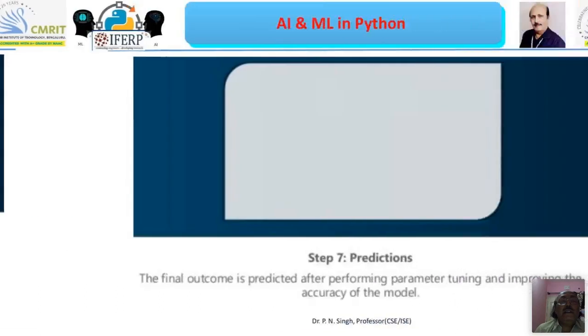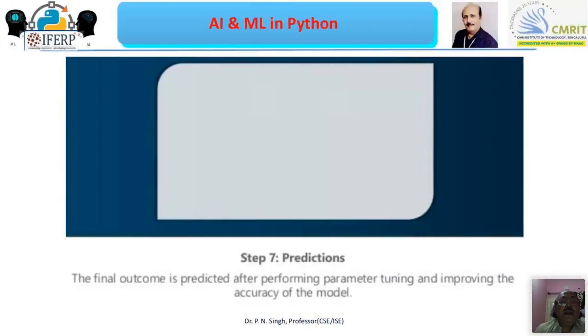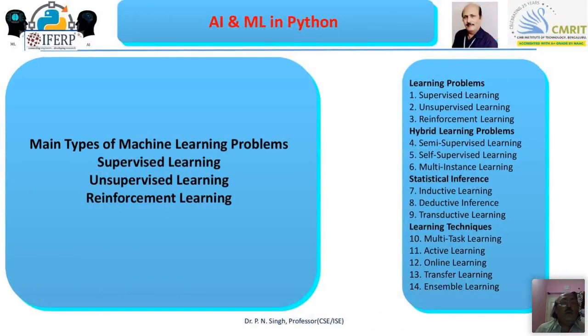So I will be skipping this one also, the basics and predictions; I have kept it intentionally blank. So for the main types of machine learning, I will take only three types here. The machine learning problems are so many, such as hybrid learning problems and statistical inference, and they can be subdivided into many types, but mainly there are three: supervised, unsupervised, and reinforcement learning.